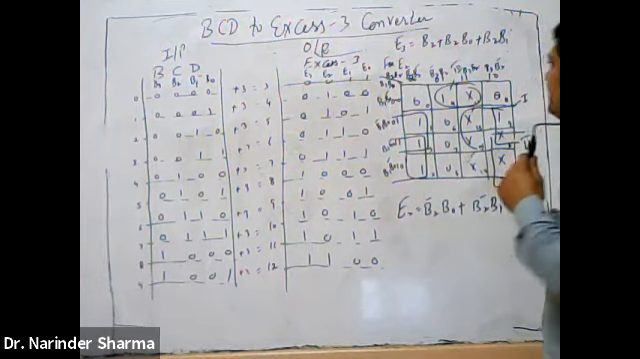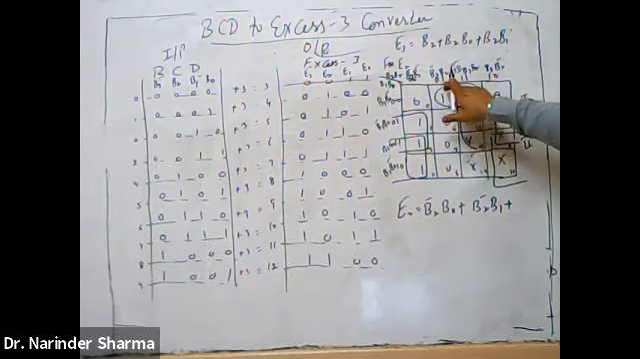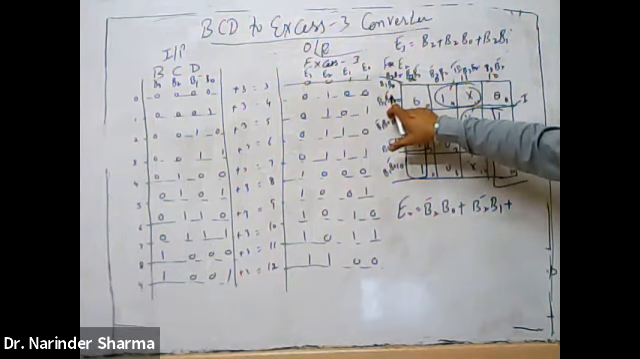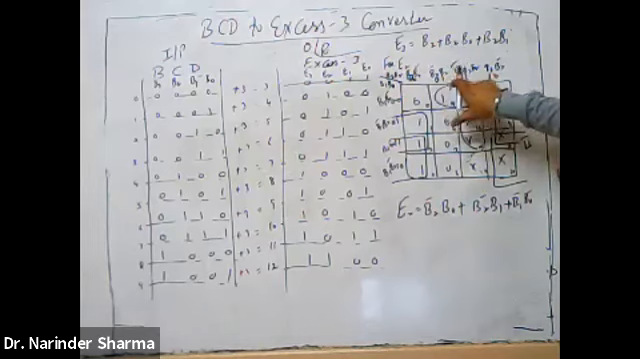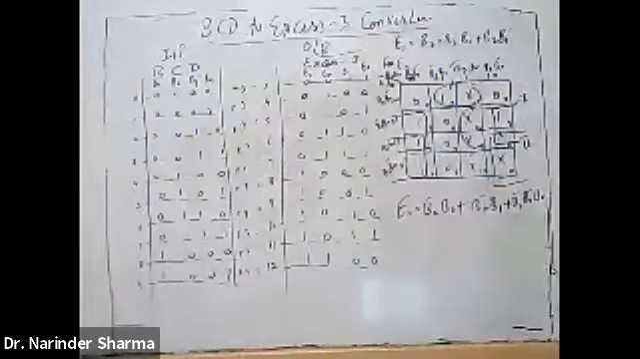Plus, for group number 3, vertically you will get B1 bar, B0 bar, and horizontally you will get B2 common. So you got the expression E2 equals B2 bar B0 plus B2 bar B1 plus B2 B1 bar B0 bar. We have derived it for E2.